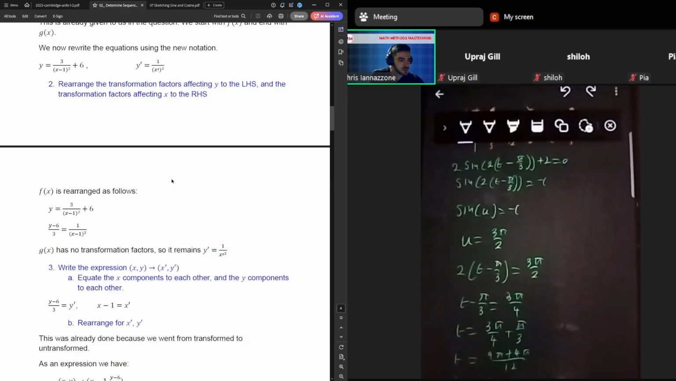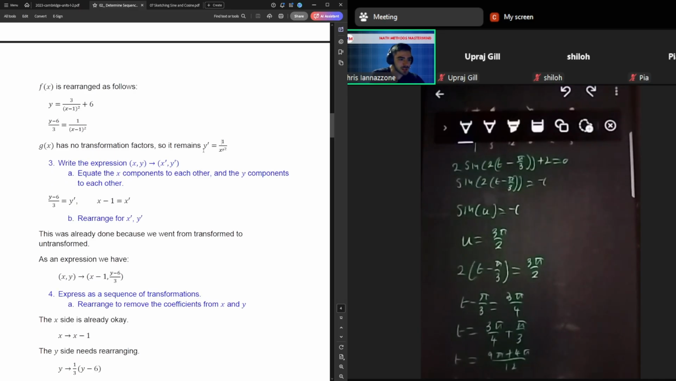From here, we're in a stage where we can now compare the two functions together. What we do is we look at the y stuff on one side and compare it to the y stuff on the other side. So we've got y minus 6 over 3 for the first function, and we've got y dash for the second function. We equate those two things together. This finally gives us an equation comparing y to y dash. We do the exact same thing for the x stuff. So there's only a translation of 1 here, and there's no transformation here. That's just going to give you x minus 1 is equal to x dash.